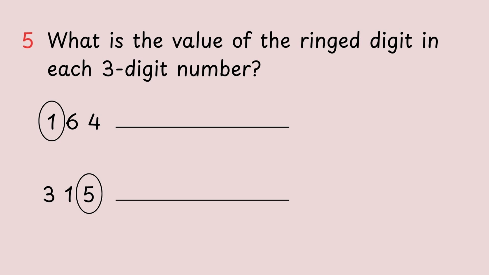Because that 1 sits right in the 100 place, its true value is 100. So let's write down 100. Now let's look at the second one, 350. This time the digit 5 has a ring around it. Let's check its position. We have 3 hundreds, 1 ten, and 5 ones. Since the 5 is sitting at the very end in the ones place, its value is just 5. Let's go ahead and write 5 on the line.